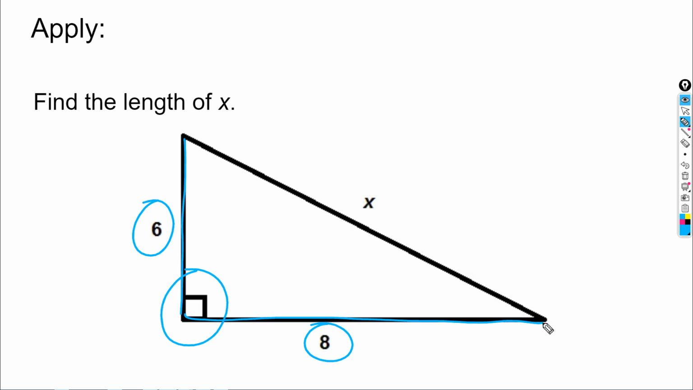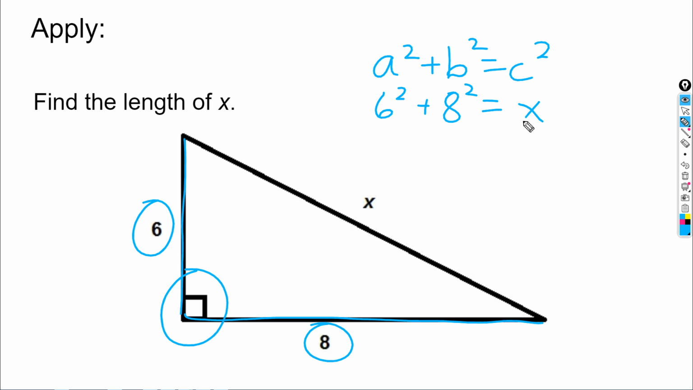As with any formula that we're using, let's start by writing the formula down. We've got a squared plus b squared equals c squared. a and b, once again, are our legs of the triangle, so we would have 6 squared plus 8 squared. And because they're being added, you could do those in either order. You could have 8 squared plus 6 squared as well. And then that's equaling our hypotenuse, which is x squared, our unknown.